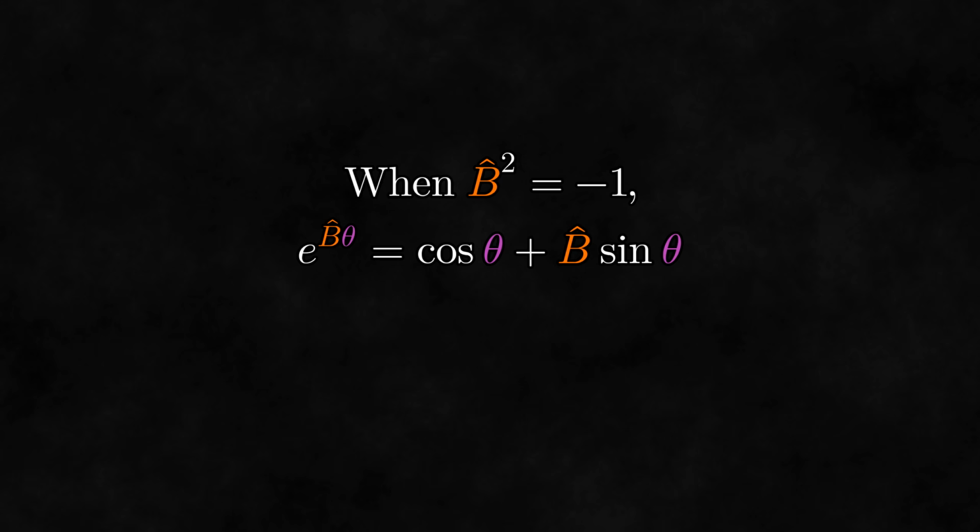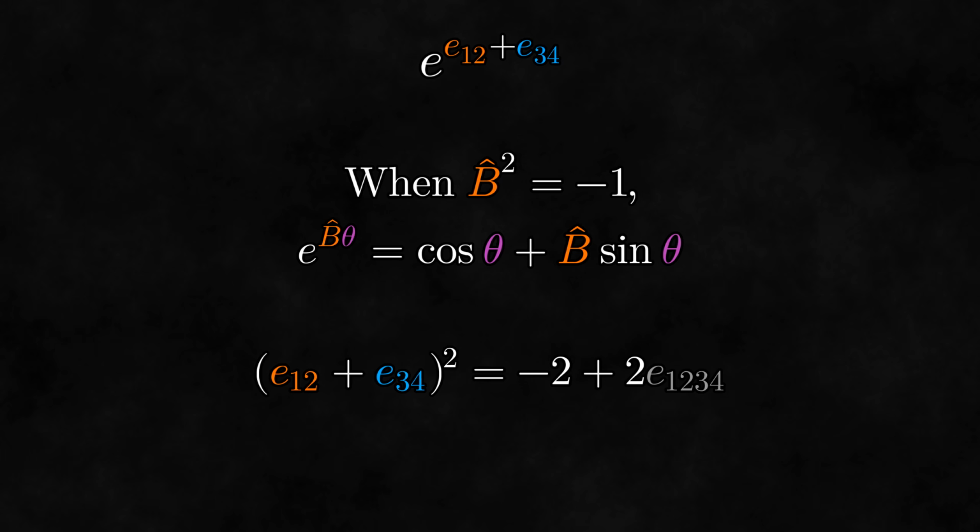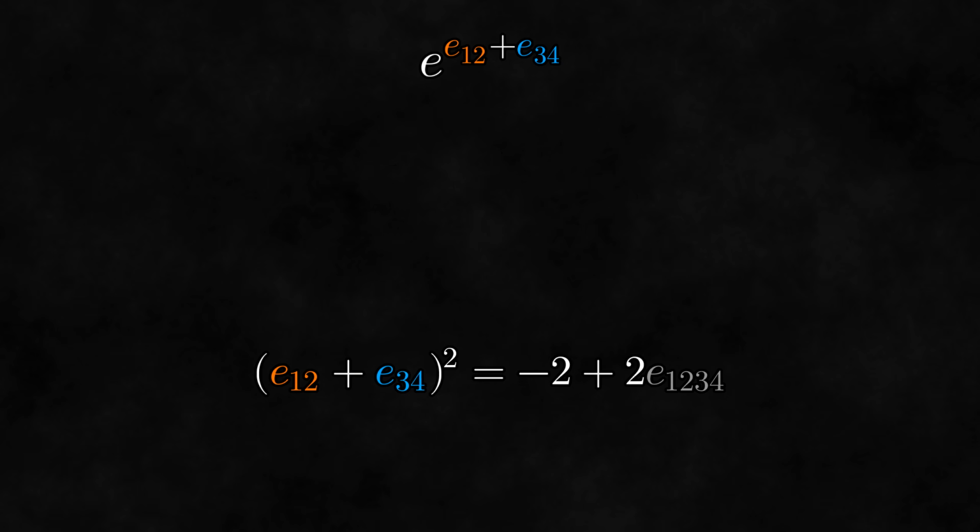However, in 4 dimensions, we have an issue. Consider a bivector like E12 plus E34. It squares to -2 plus 2E1234. This isn't even a scalar, so Euler's formula no longer applies. If we want to exponentiate this bivector, we can't use Euler's formula. So how can we calculate this exponential?